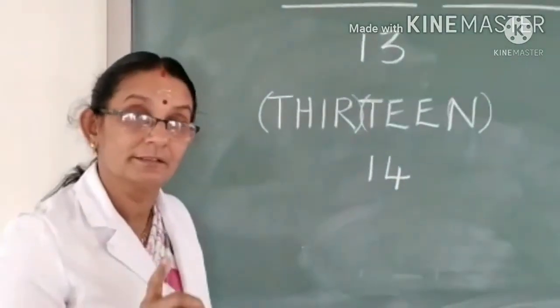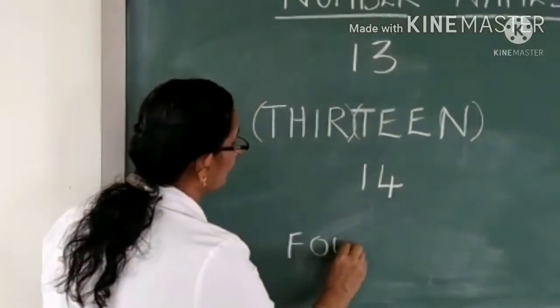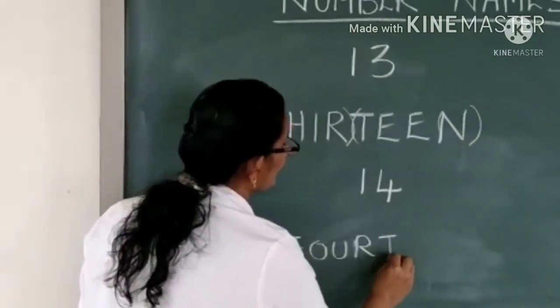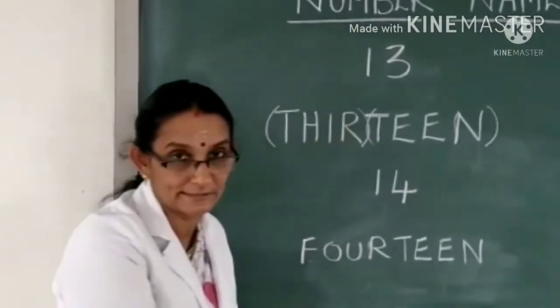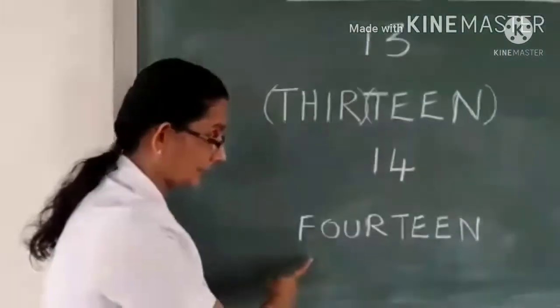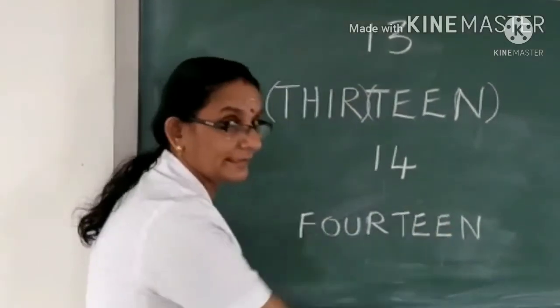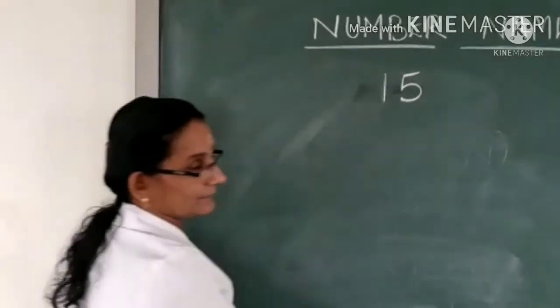Now let us see the spelling of 14. Do you remember the spelling of 4? Yes. First try the spelling of 4: F, O, U, R. And then try the same: T, E, E, N. So that was easy, isn't it, children? So the spelling of 14 is F, O, U, R, T, E, E, N.